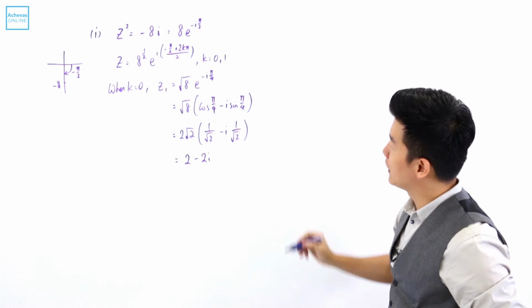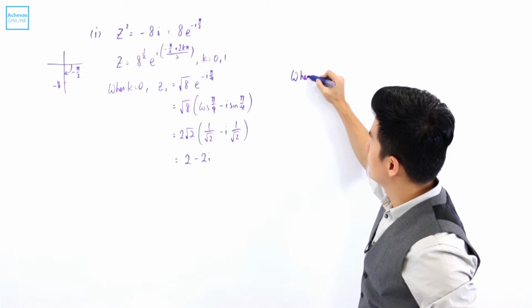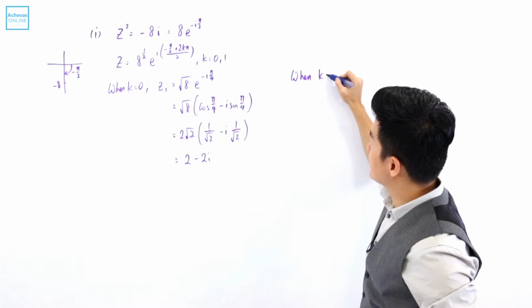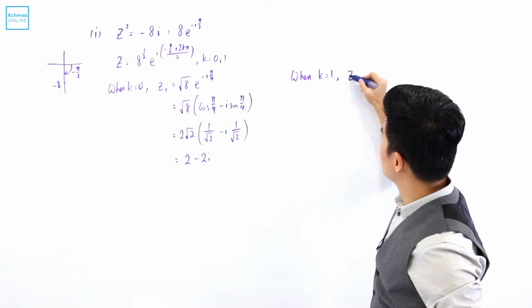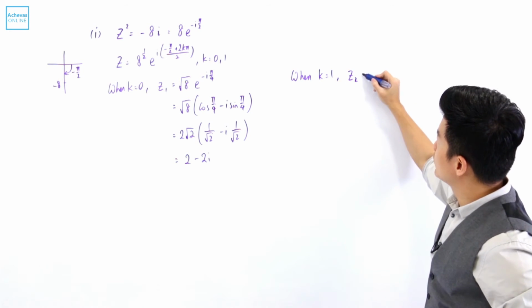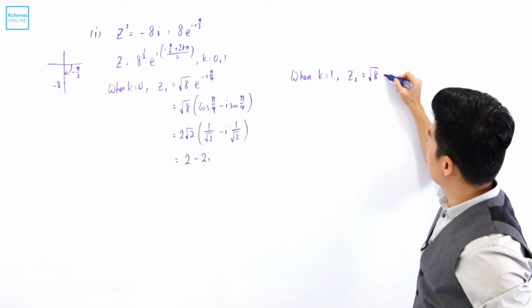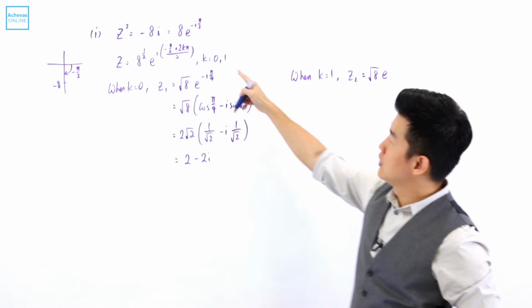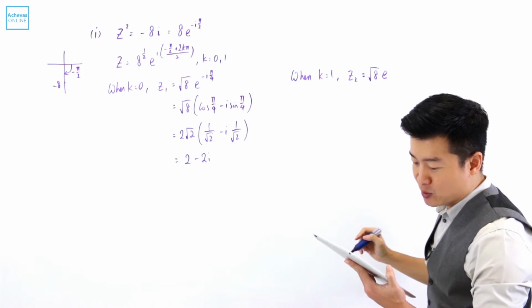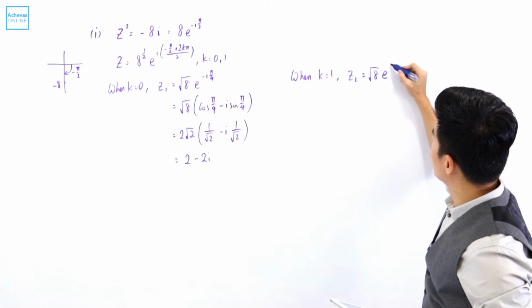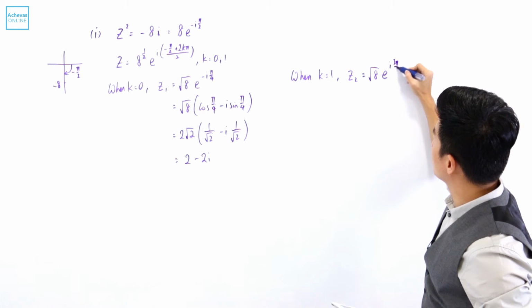And that is my first root, z1. My second root is when k is equal to 1, and I'm going to call it z2. z2 is going to be square root of 8 e to the power of, substituting 1 into here, i 3 pi over 4.